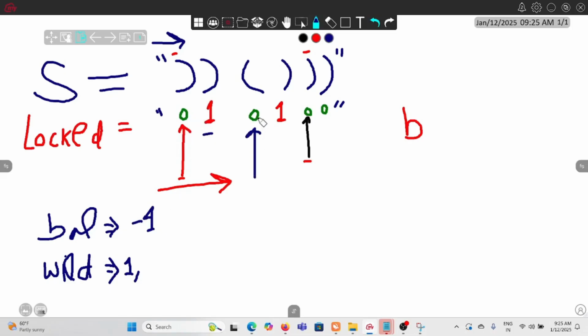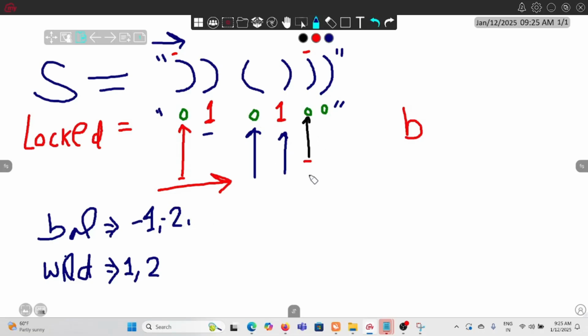So this is 0, so where will it go? 0 will go to wild, right? So it will become now 2. Wild would be increased. Now we are coming at here, this is 1, so whenever we are encountering 1, we will go for balance. So this is again a closing bracket, so this will become -2, because -1 plus -1 will become -2, right?